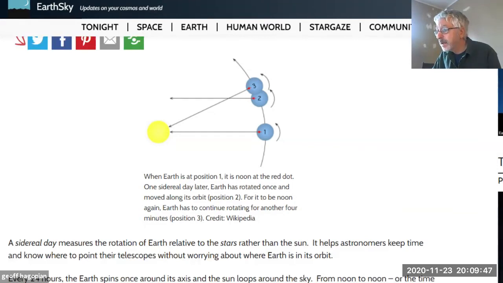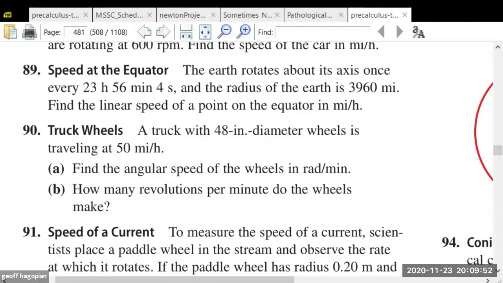We want to go back to Sumatra and the speed at the equator. The Earth rotates about its axis once every 23 hours, 56 minutes, and 4 seconds. They said 4 minutes off, but it's 4 seconds off of 4 minutes. And the radius of the Earth is the same as before. Find the linear speed of a point at the equator in miles per hour. And that's sort of relative to something. Okay, so this is number 89.